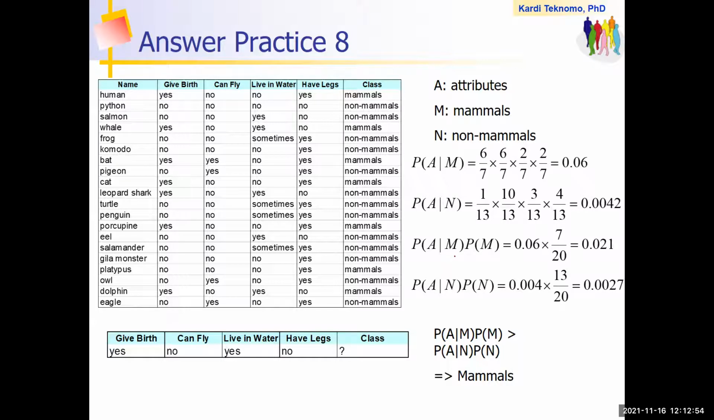And then don't forget to multiply with the prior, okay? This is the prior. How do you get the prior again? This PM is the prior for mammal. So you calculate how many mammal in that class? 7, right? 7 out of 20. How many non-mammal in the table? 13, okay? So you multiply with that. Then you will say, oh, okay. This new data set is actually predicted as non-mammal.